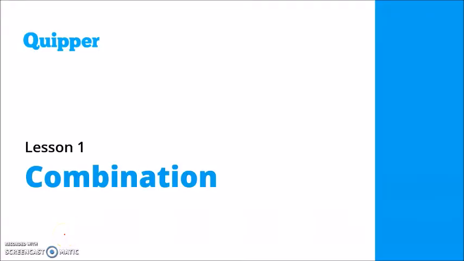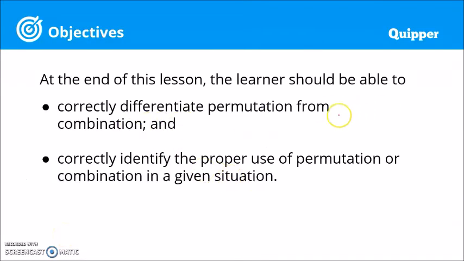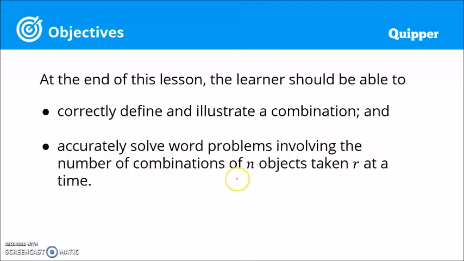Hi, in this video, we are going to talk about combination. At the end of this lesson, the learner should be able to correctly differentiate permutation from combination. Permutation was our previous lesson. We have already discussed this, and now we are going to discuss combination and compare the two. Correctly identify the proper use of permutation or combination in a given situation.